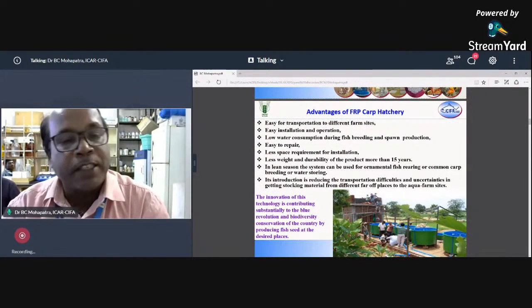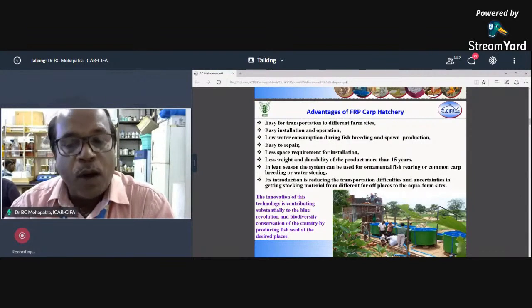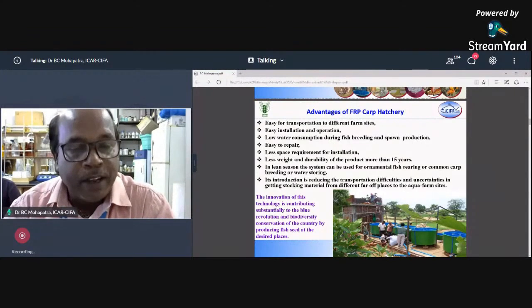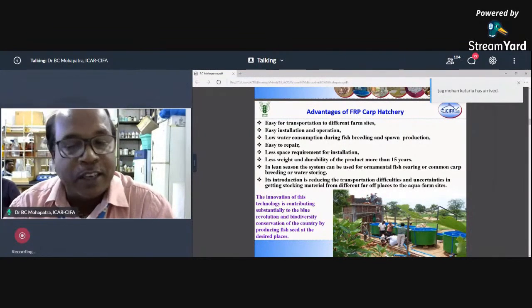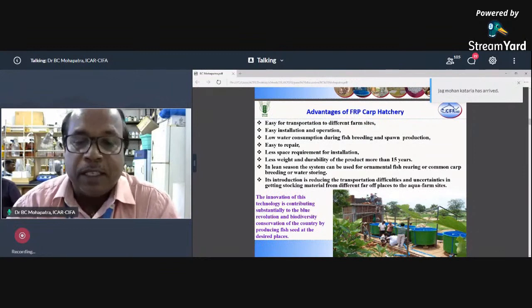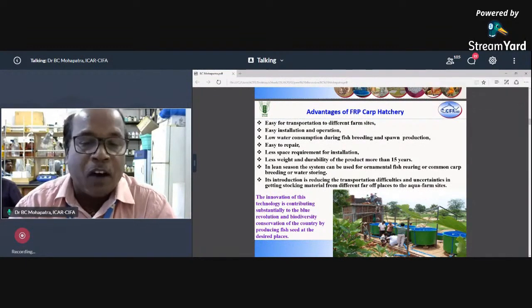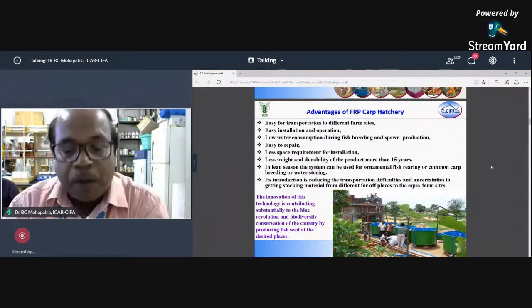This is plastic. It is easy to transport, easy to install, has low water consumption, is easy to repair, requires less space, is lightweight, and has a durability of up to 3 years. In our institute, I have a hatchery that is more than 20 years old. In the lean season, this hatchery can be used for common carp breeding or even water storage, and this is very good for our biodiversity conservation.